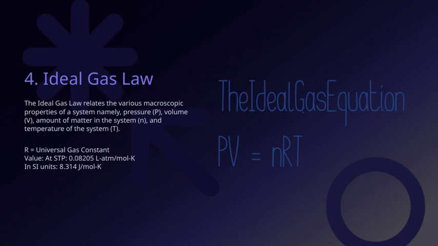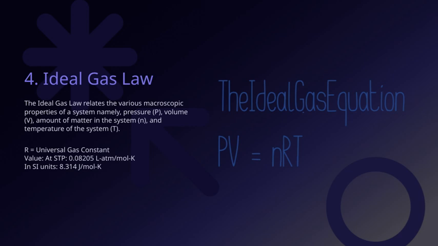Let's take a closer look at the universal gas constant, R, at standard temperature and pressure, or STP. Its value is 0.08205 liters atmospheres per mole Kelvin. If we switch to SI units, R is 8.314 joules per mole Kelvin. This constant is fundamental because it links the macroscopic properties of gases together in the ideal gas law.